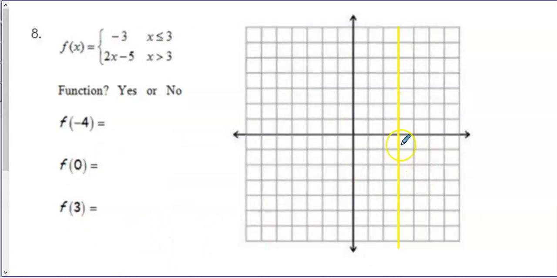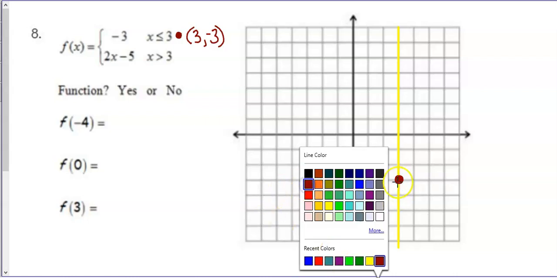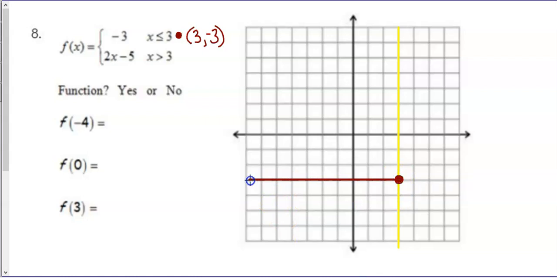So number 8, I decided to go ahead and draw my dividing line. My dividing line is at 3. Both of these have a domain restriction that has to do with that 3 line. So let's see, the first one, I have a closed circle. I'm doing kind of a maroon color for this one. That's at (3, -3). And this says y equals -3. So no matter what x equals, y equals -3. I'm going to put my closed circle at (3, -3). And then that part of the graph is going to be from here, and it's just a horizontal line that way.